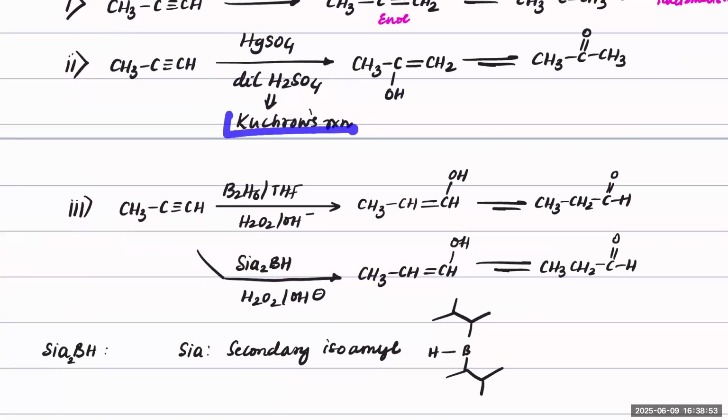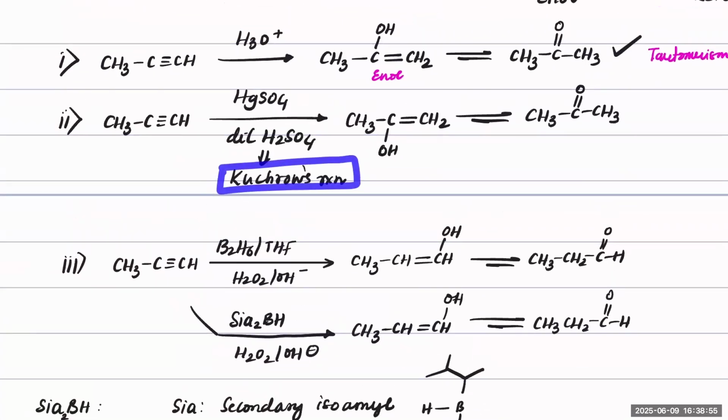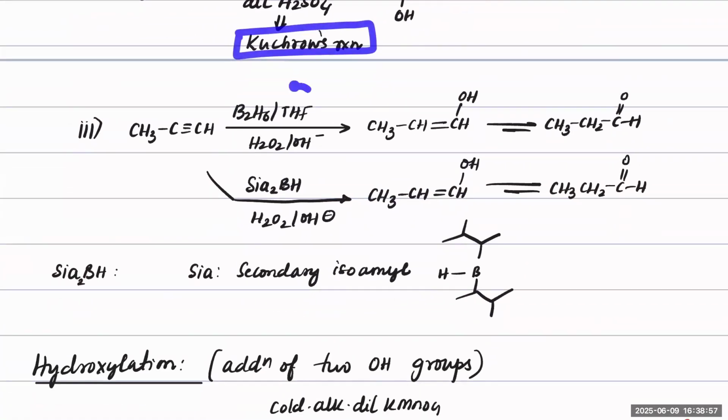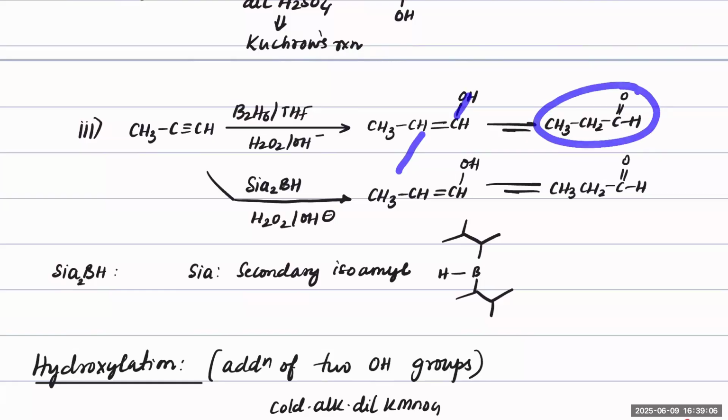This reaction is called Kucherov's reaction. Is this point clear, beta? Next. If I take B2H6 in THF and H2O2 is given, I'll make an anti-Markovnikov addition of H and OH here, and you'll get this keto form here.